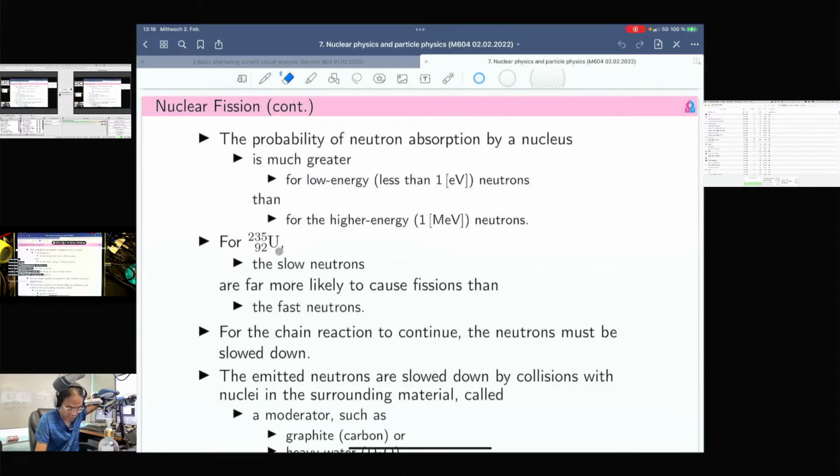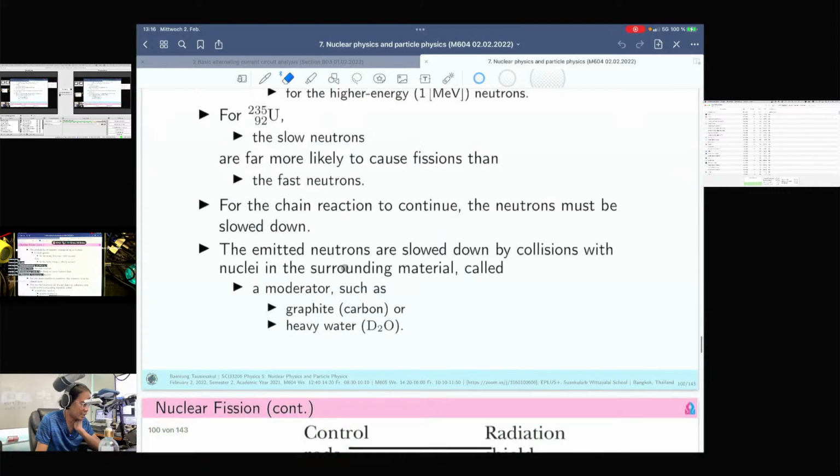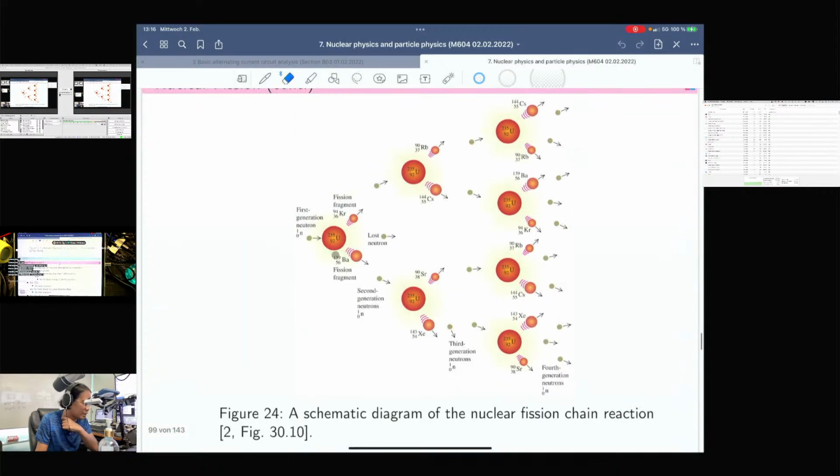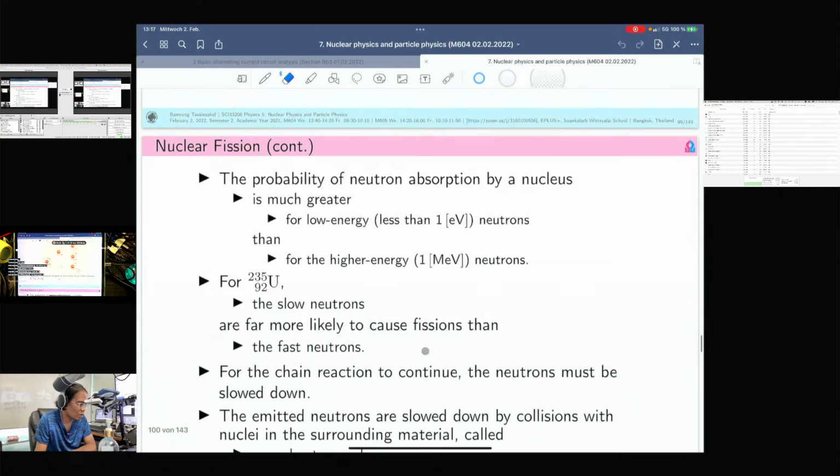For uranium-235, slow neutrons are far more likely to cause fission than fast neutrons. So uranium-235 prefers slow neutrons. For the chain reaction to continue, neutrons must be slowed down. If you are human, you want to control this process to take place all the time, because at the beginning the neutron will have very high kinetic energy. You have to reduce the speed of the neutron in each generation, in each round. So what is the technique for that?